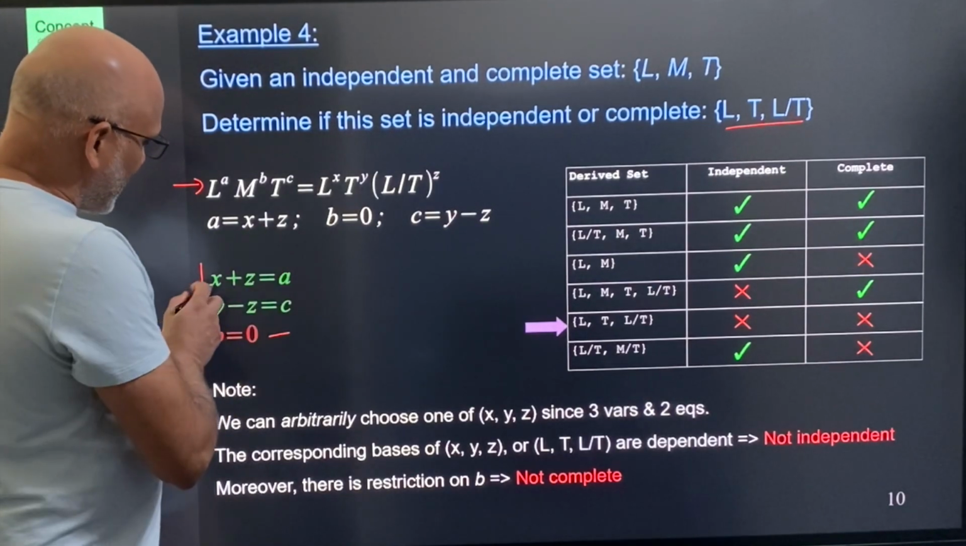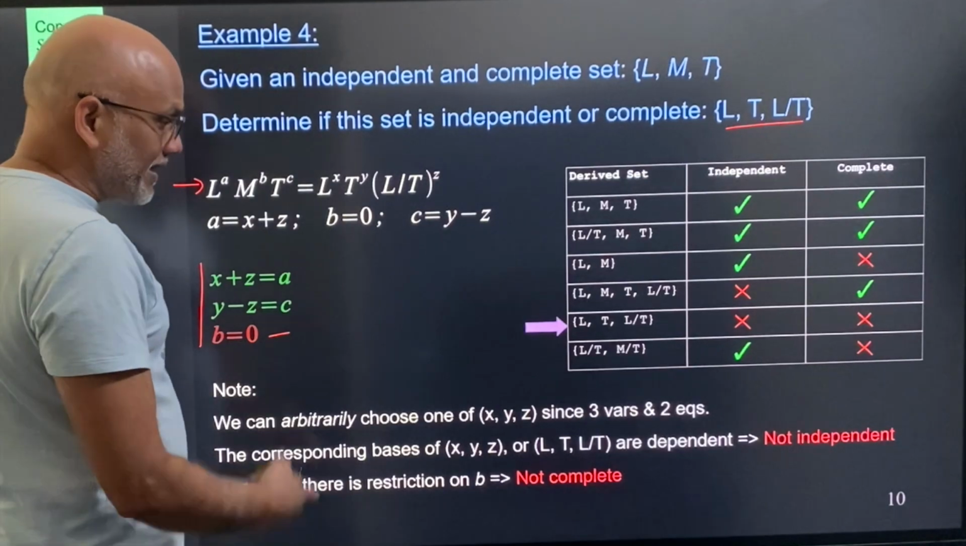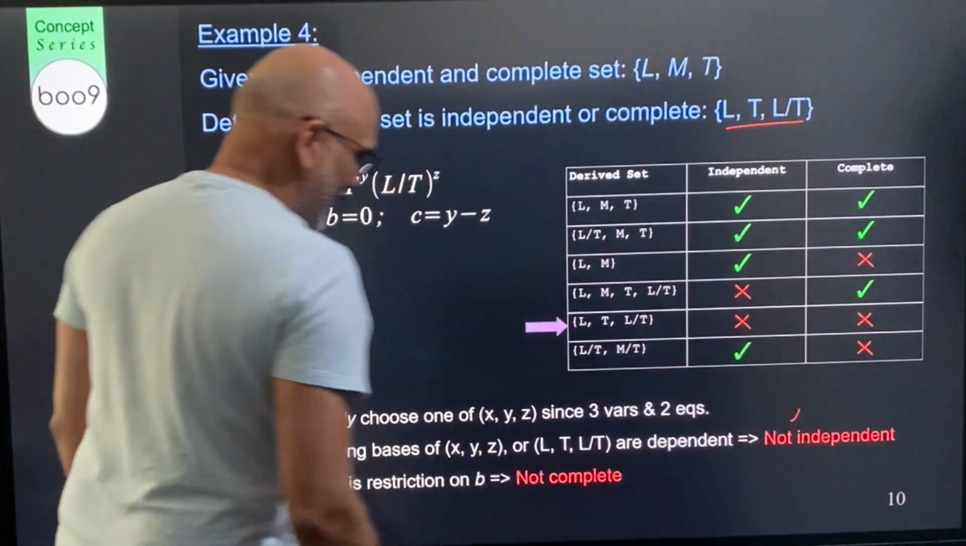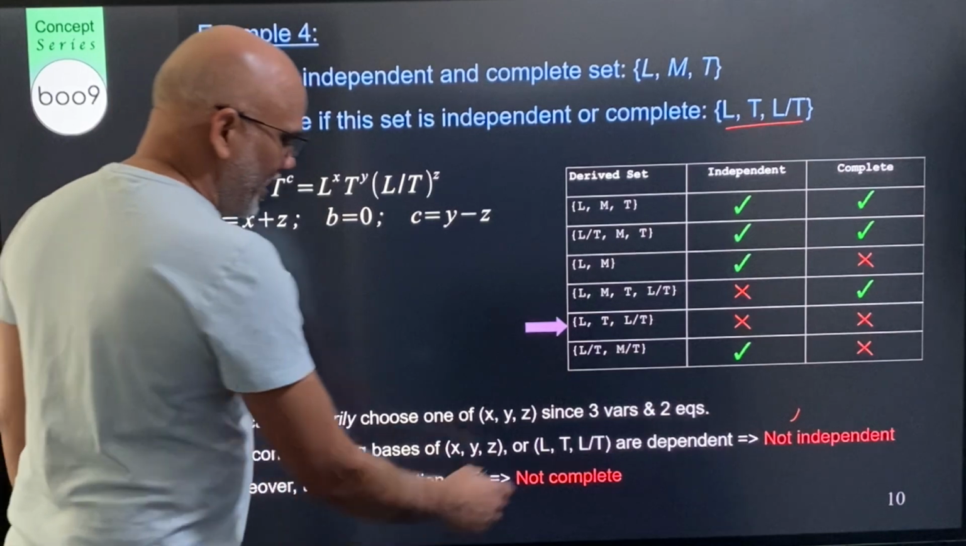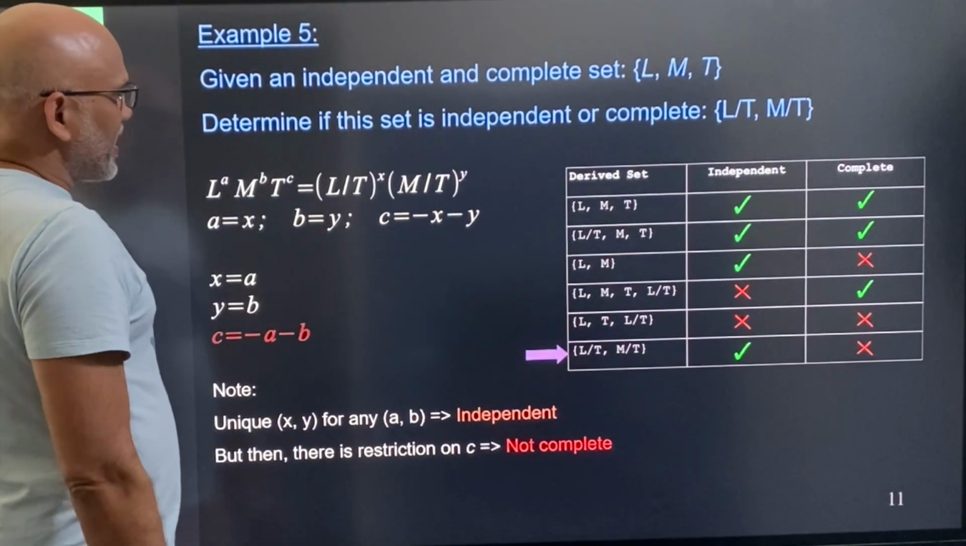And another thing is here I have three variables, two equations. That means one I can choose arbitrarily. That means it is not independent. And then again, there is a restriction on B, so it is also not complete. Okay, this is the last example.